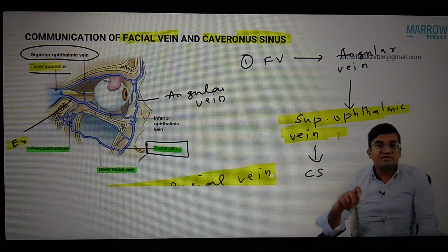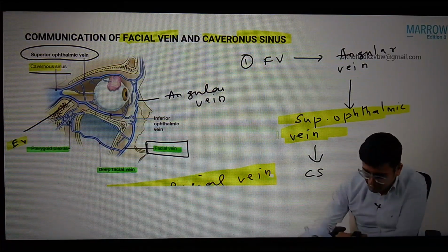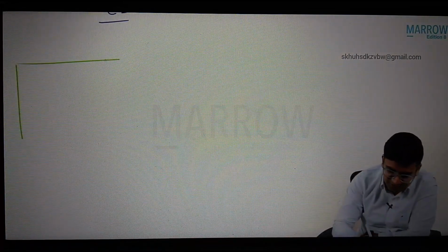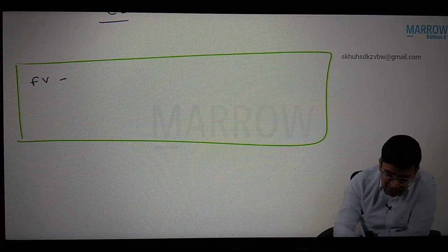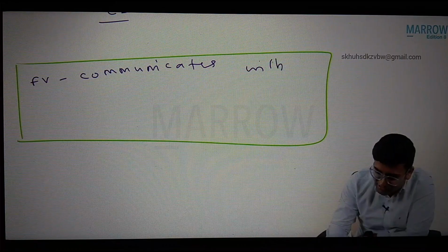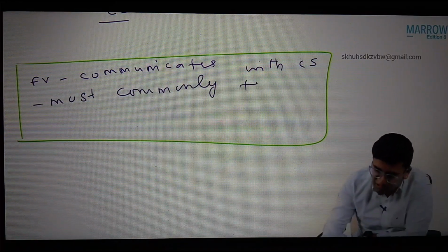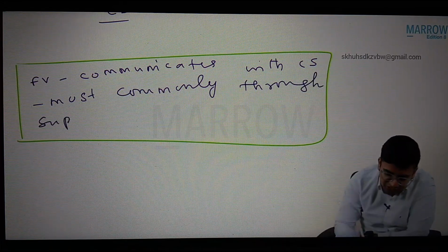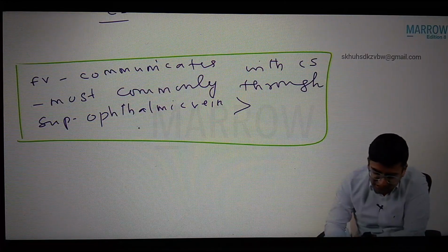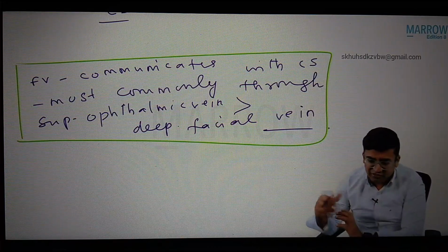In the exam they will ask you what is the best channel? Facial vein most commonly communicates to the cavernous sinus via superior ophthalmic vein only. Okay. So now please put a box and then write: facial vein communicates with cavernous sinus most commonly through superior ophthalmic vein, greater than the deep facial vein. Okay.